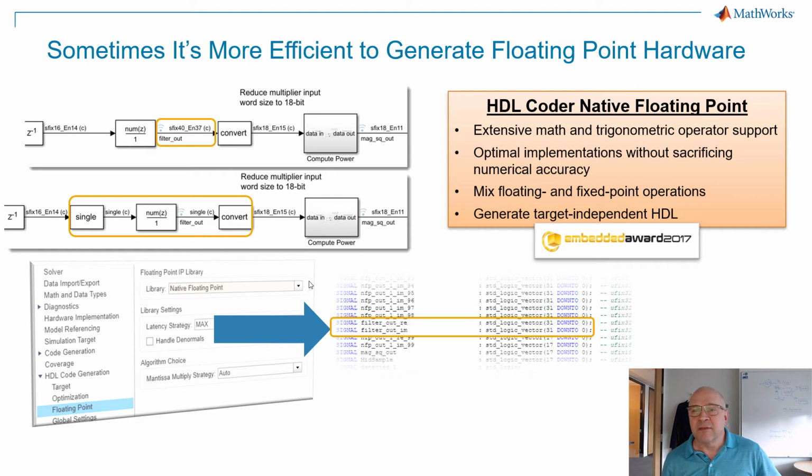You can see here, this is part of how you set that up. This is one of the windows to configure HDL Coder. You can specify the native floating point library, and then you can see here in the generated HDL, you're seeing these filter outputs, real and imaginary, coming out to 32 bits.